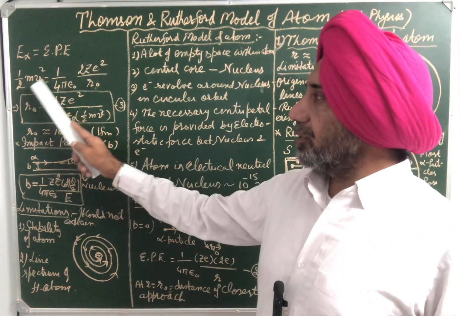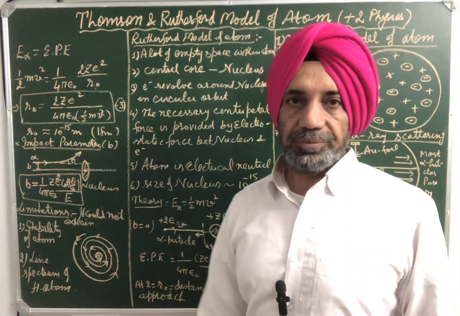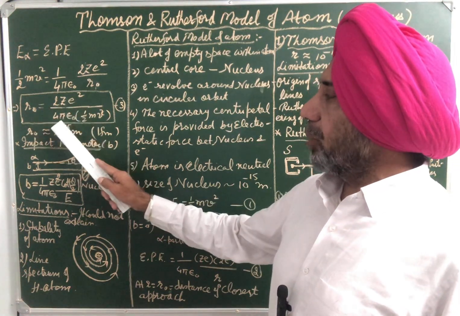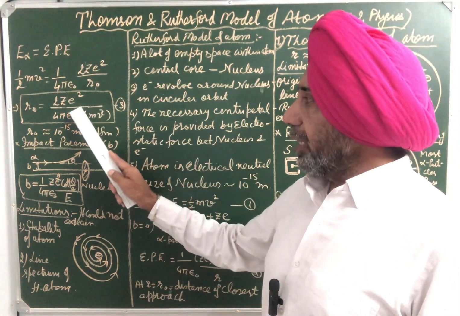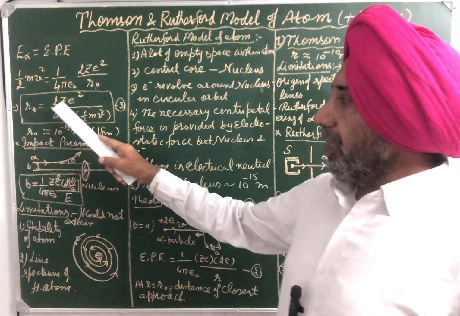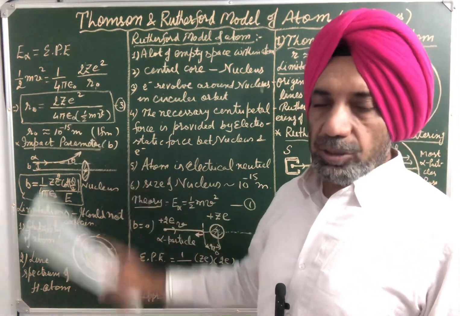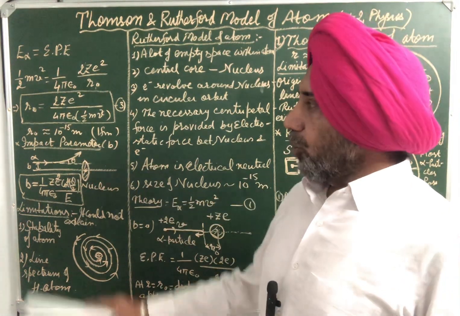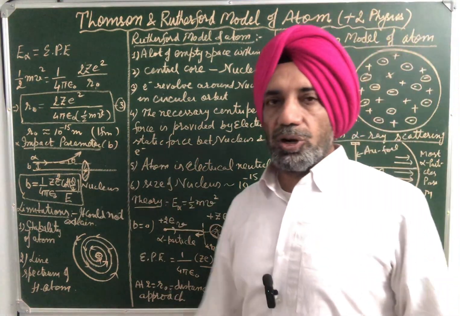Therefore, half mv square is equal to 1 upon 4 pi epsilon naught times 2 Ze square upon r naught. From this we can find r naught is equal to 2 Ze square upon 4 pi epsilon naught times half mv square. The kinetic energy of the approaching alpha particle is known, the atomic number and charge of the electron are also known, and 1 upon 4 pi epsilon naught is also known. So we can calculate the value of r naught, the distance of closest approach, which comes out to be 10 raised to minus 15 meter, which is of the order of 1 Fermi.